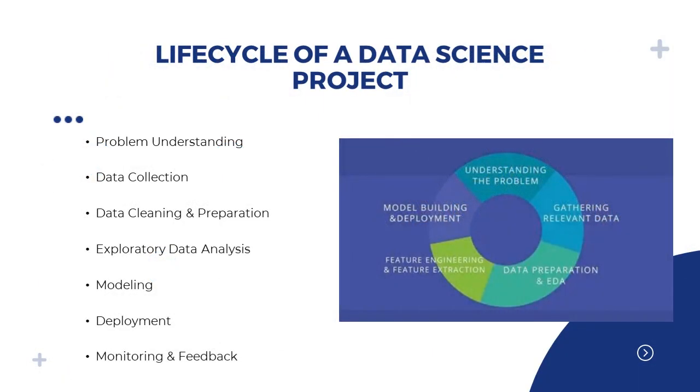Life cycle of a data science project. Understanding the life cycle of a data science project is essential to navigating the complexities of real-world problems. The process typically starts with problem understanding, clearly defining the objective in business terms. This is followed by data collection, where relevant data is gathered from databases, APIs, web scraping, or sensors.